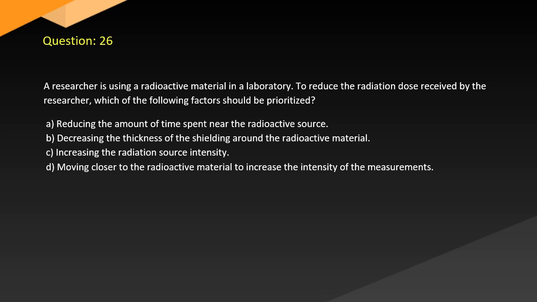Question 26. A researcher is using a radioactive material in a laboratory. To reduce the radiation dose received by the researcher, which of the following factors should be prioritized? A. Reducing the amount of time spent near the radioactive source. B. Decreasing the thickness of the shielding around the radioactive material. C. Increasing the radiation source intensity. D. Moving closer to the radioactive material to increase the intensity of the measurements.